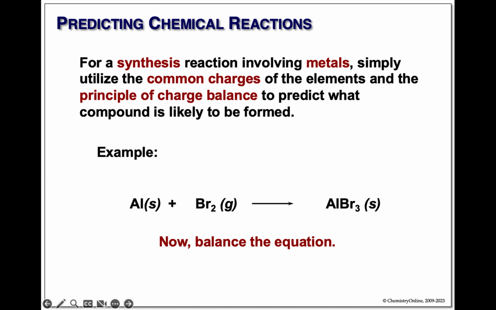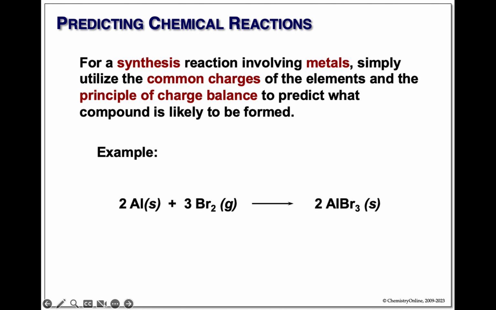Aluminum looks good, 1 and 1. But we have 3 bromines and we have 2 bromines. So let's double this guy. Now we have 2 aluminums and 6 bromines. We need a 2 out here. And to get 6 bromines, we need 3 here. Any questions? On your exam, yes, you will get to balance an equation, just so you know.